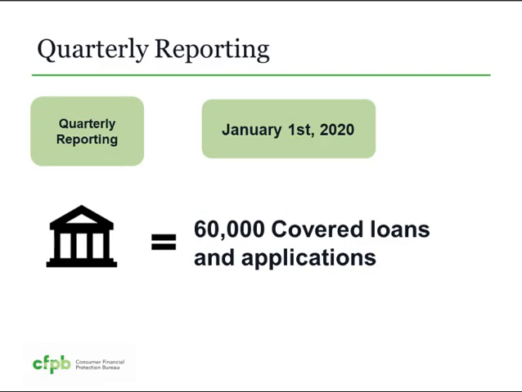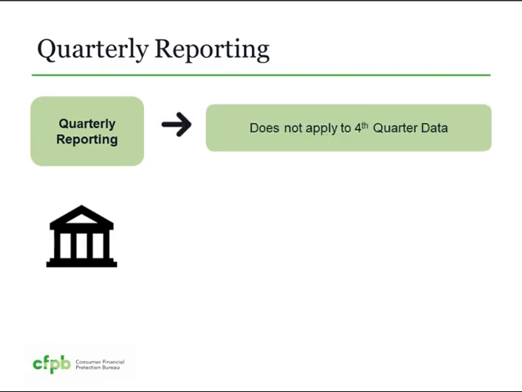If a financial institution makes a good faith effort to fully and accurately report its quarterly data, and some data are nevertheless inaccurate or incomplete, those deficiencies do not violate HMDA or Regulation C, provided that the institution corrects or completes the data prior to submitting its annual loan application register. Quarterly reporting will not apply to a financial institution's fourth quarter data.